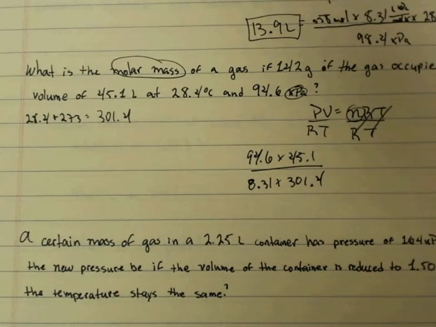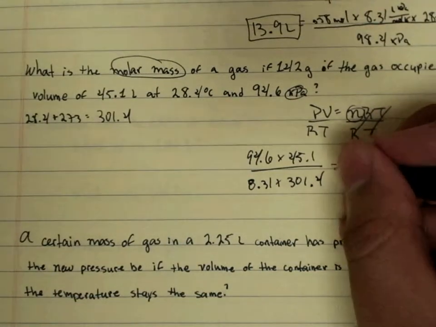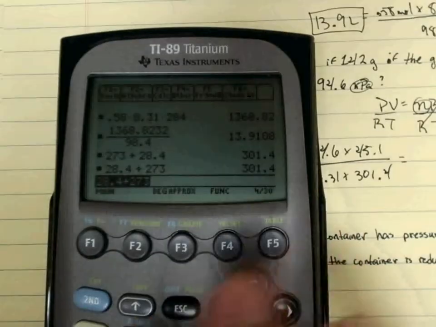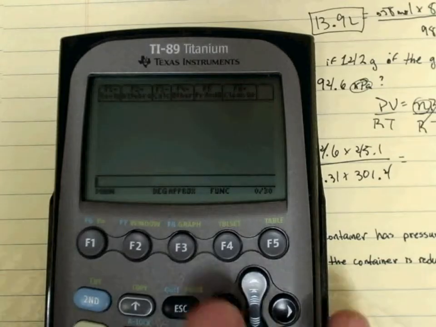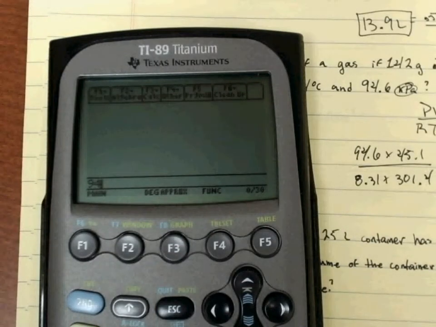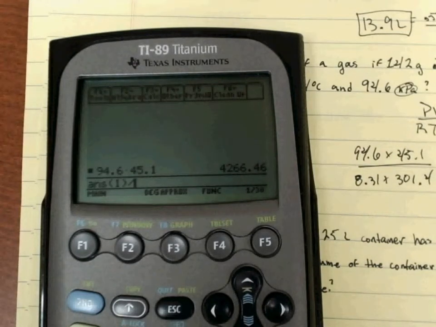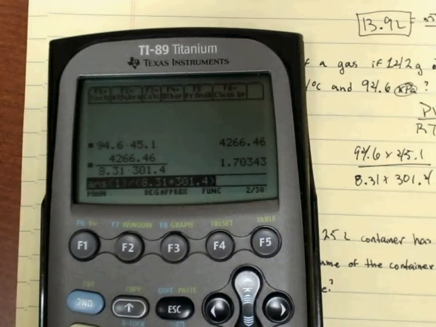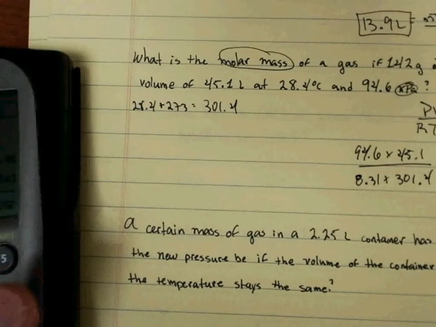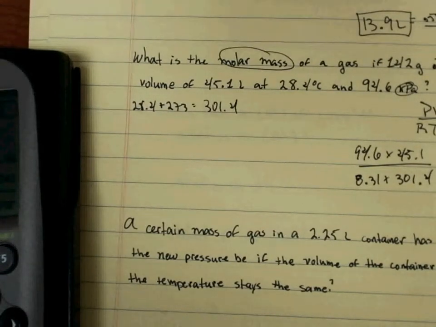Now I just plug that in. So I'm going to do 94.6 times 45.1. I'm going to divide that by 8.31 times 301.4. It's going to equal 1.70. So that is how many moles I have.